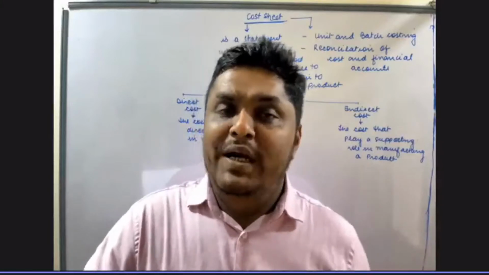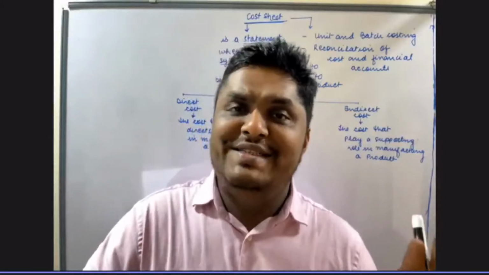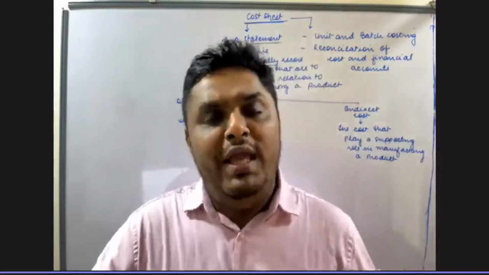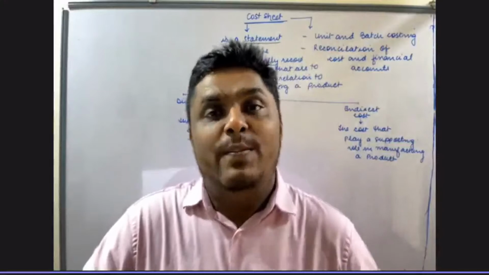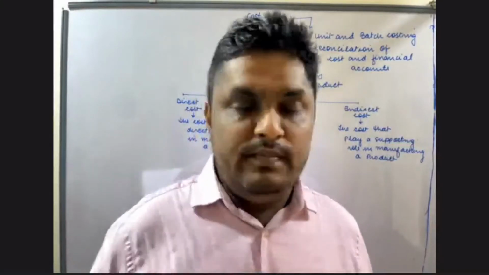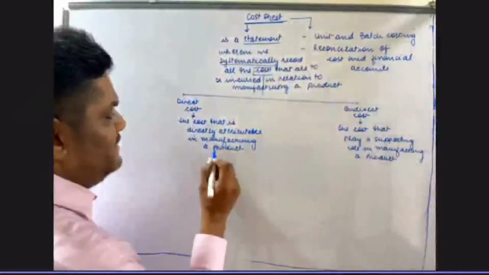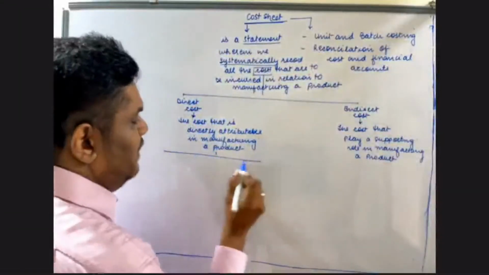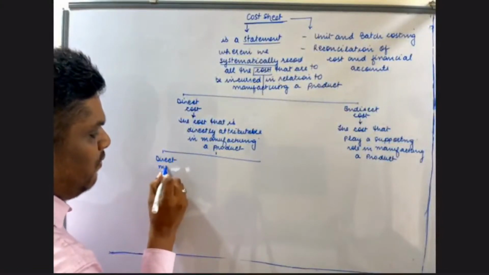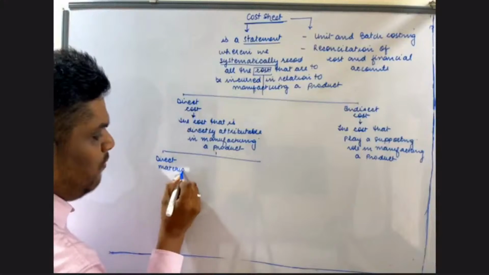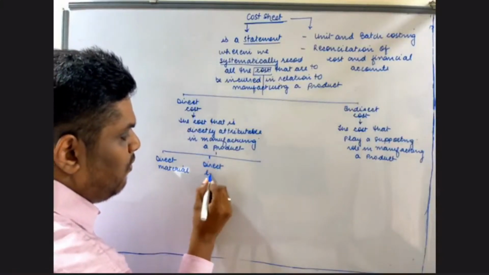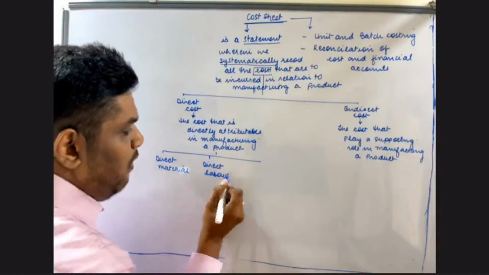So when talking about direct cost, the cost that is directly attributable in manufacturing a product is direct cost. And when talking about indirect cost, the cost that plays a supporting role in manufacturing a product is indirect cost. Now, as discussed earlier also, this direct cost covers direct material, direct labor, and direct expenses.